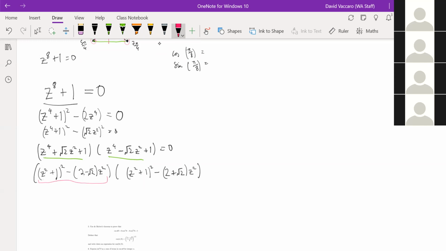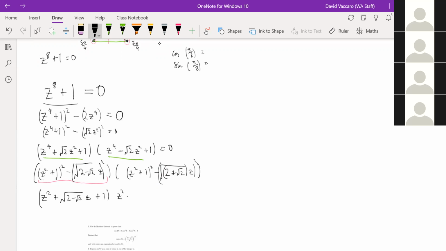How do I write this as the difference between two squares? Well, this 2 minus root 2 is the same as root 2, the square root of that, all squared. And here I've got the square root of that all squared. So we factorize as z squared plus root 2 minus root 2 z plus 1.